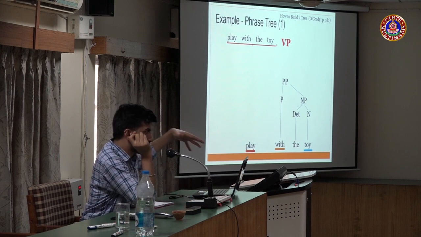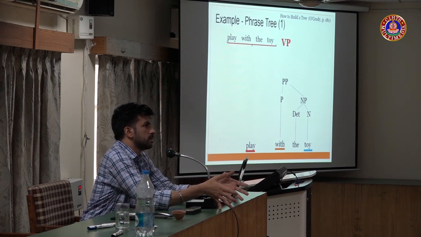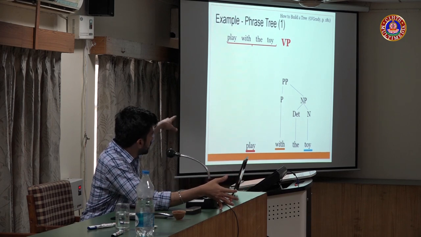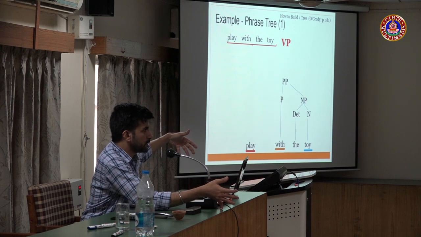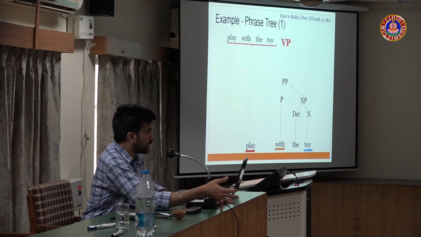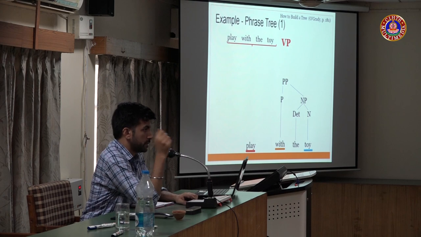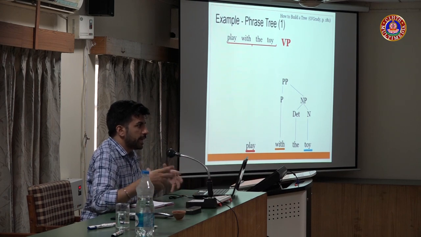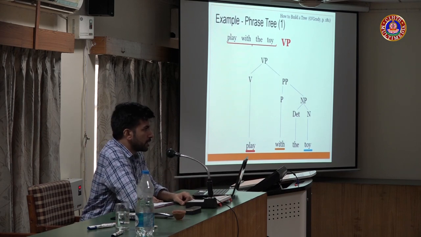And what will the prepositional phrase be? The prepositional phrase will have a preposition followed by a noun phrase. That's why in the diagram you write preposition, which is simply with, but the rest of the sentence is also part of the prepositional phrase. You have one preposition which is with, but the rest of it is also called a prepositional phrase. Now what do we have left? Only one word, which is the verb, but we will call it a verb phrase because the verb play is followed by other phrases. So it looks like this ultimately.